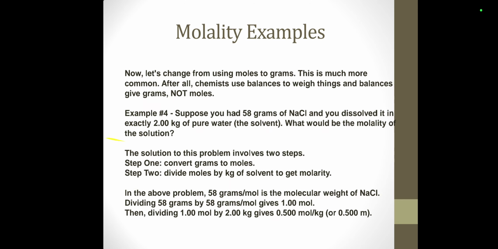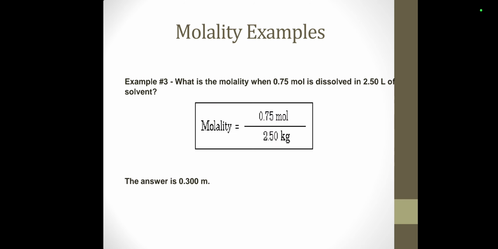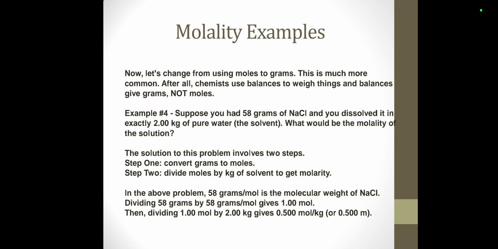Okay? So that's it. So for instance, what if in the question you encounter not moles but grams? So what do we do? Now let's change from using moles to grams. This is much more common, after all, chemists use balances to weigh things and balances give grams, not moles. That is literally happening in the laboratory, because in experimenting we weigh certain substances, meaning the result would be in grams. So what do we do if grams is in the question? Let's just convert it into moles. So, let's try this example.